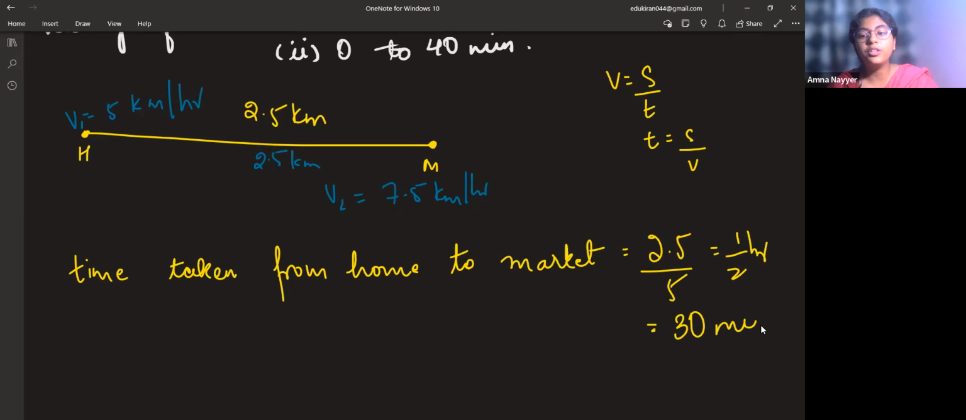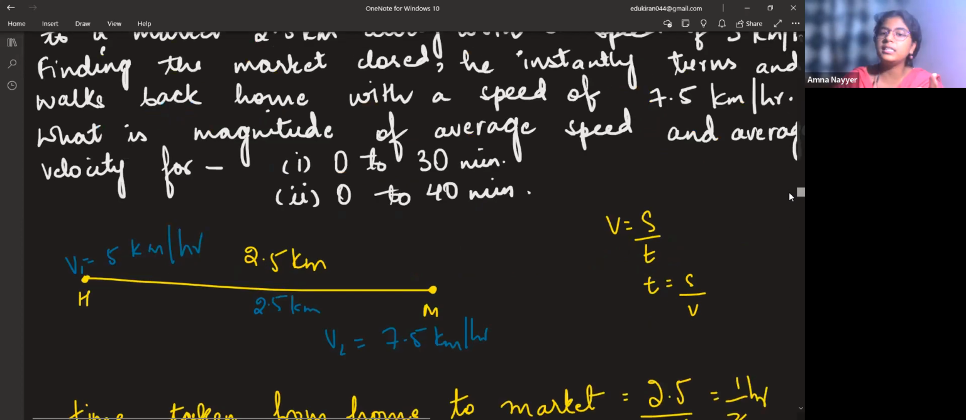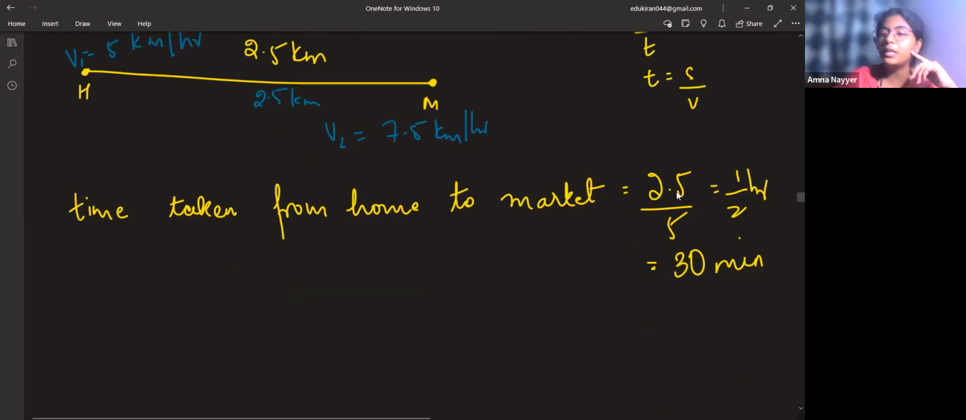So now you have a certain idea. From home to market, it will take him 30 minutes to move. What is the first part asking? The first part is asking you this only, 0 to 30 minutes, calculate average speed or average velocity. It means indirectly the question is saying that from home to market, that is from H to M, calculate average speed and average velocity.